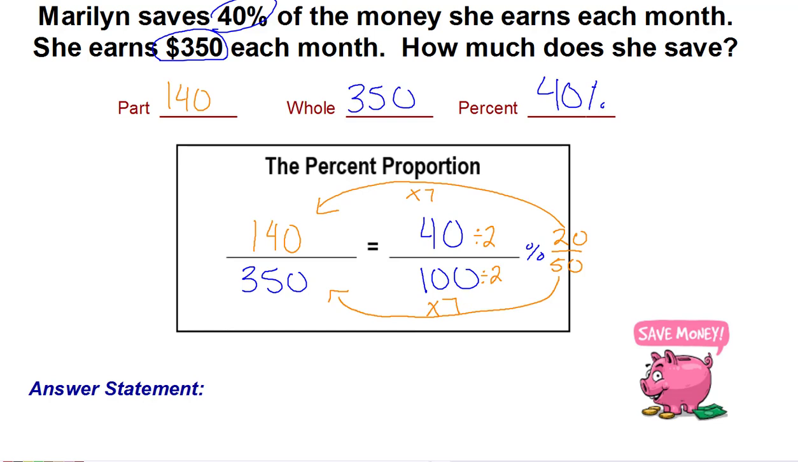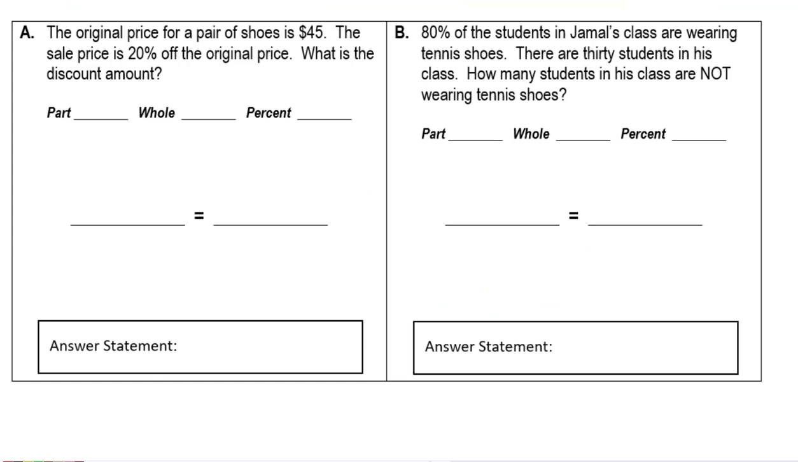Okay, let's practice. The original price of a pair of shoes is $45. The sale price is 20% off the original price. What is the discount amount? Okay, so the original price is $45. That would be our whole. The discount is 20%.